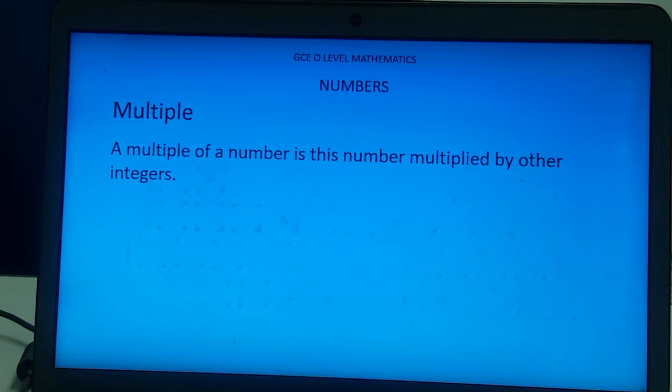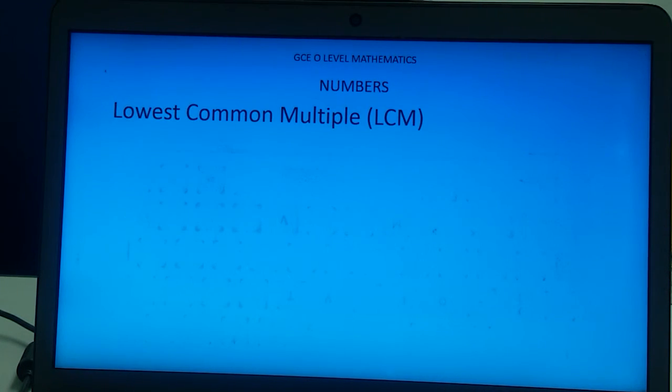Multiple. A multiple of a number is this number multiplied by other integers. For example, the multiples of 5 are 5, 10, 15, 20, 25, 30, and so on.